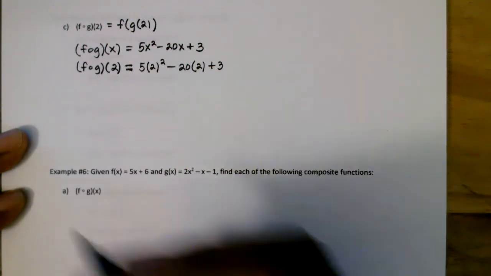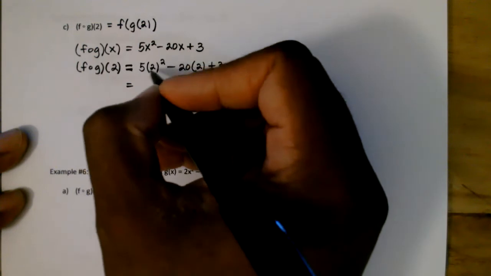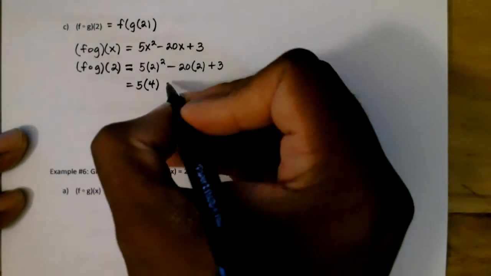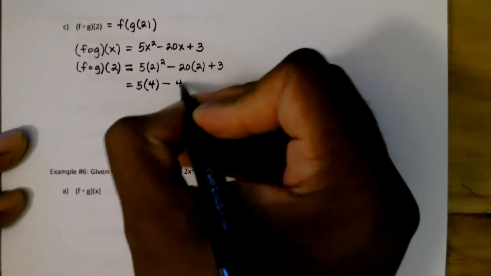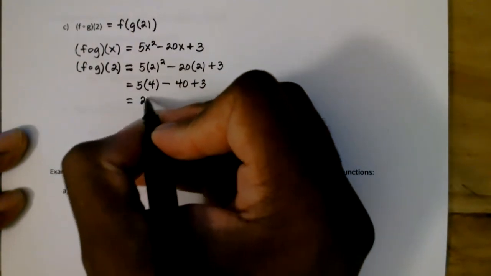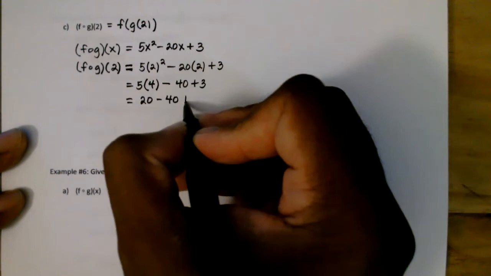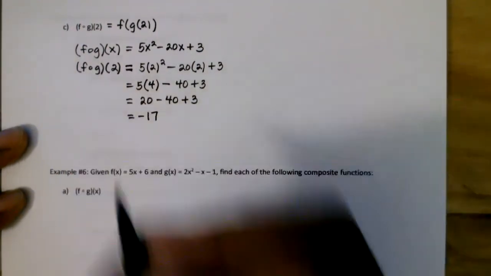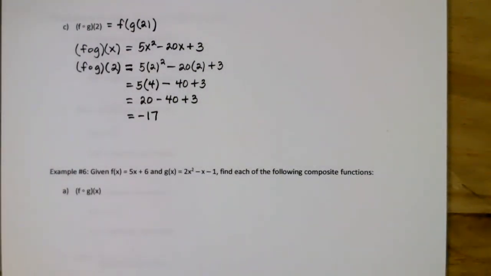And then we'll go and simplify this here. Let's see, 2 squared would be 4, so I'll go and write down the 5, and 2 squared would be 4, minus 20 times 2 would be 40, plus 3. Well, 5 times 4 is 20, and 20 minus 40 is negative 20. Negative 20 plus 3 will be negative 17. So at x equals 2, the composition of f with g of x would be negative 17. Okay.